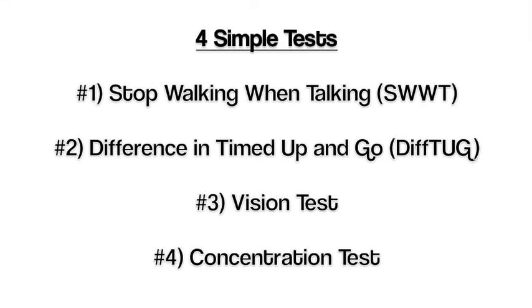The chart is actually made up of 4 very simple tests. The first test is stop walking when talking. The second test is difference in timed up and go. The third test is the vision test. And lastly is the concentration test.